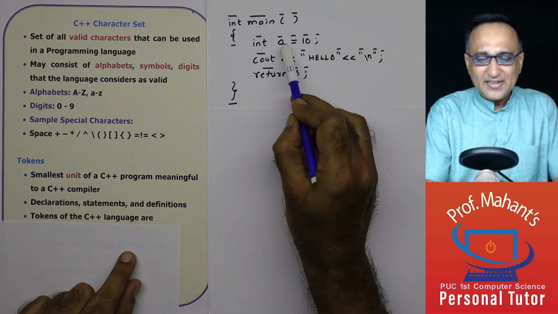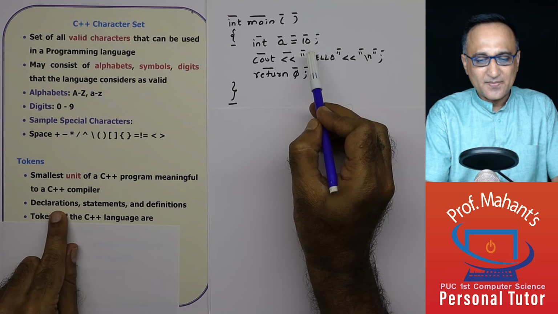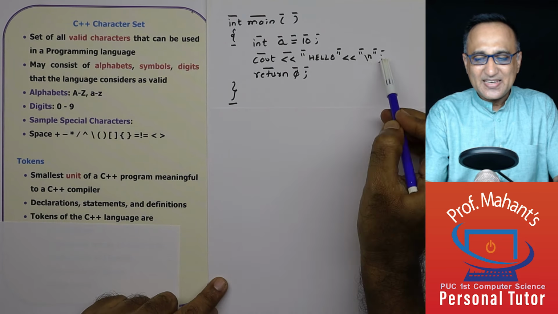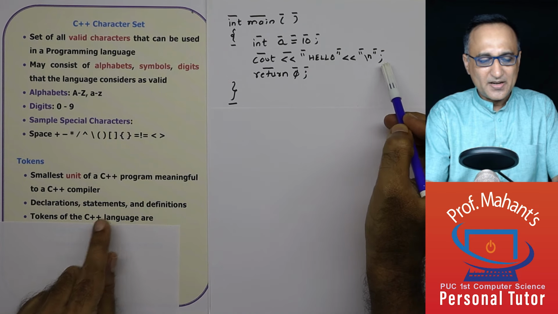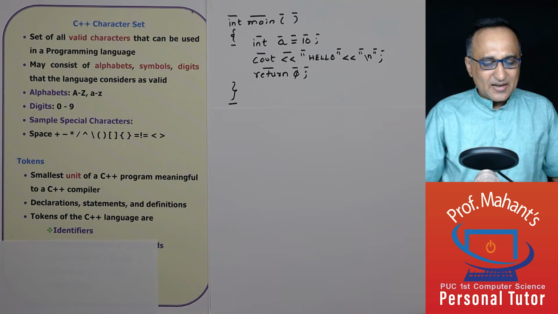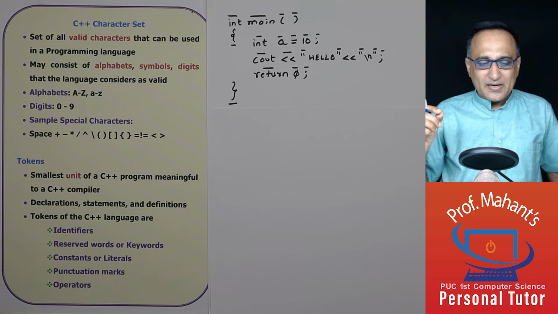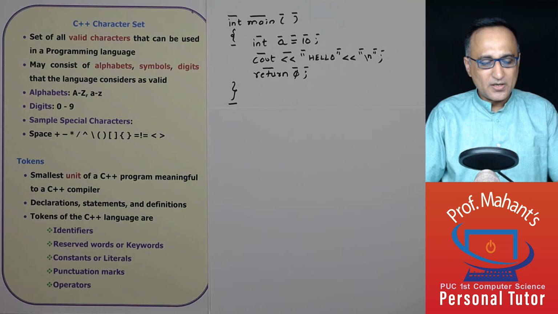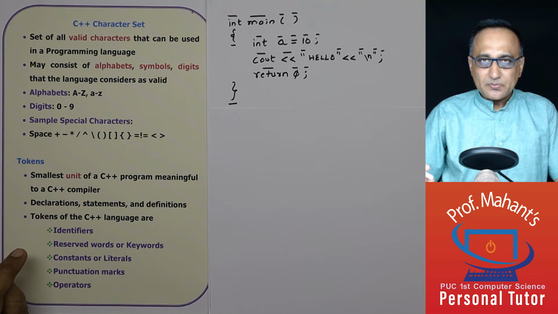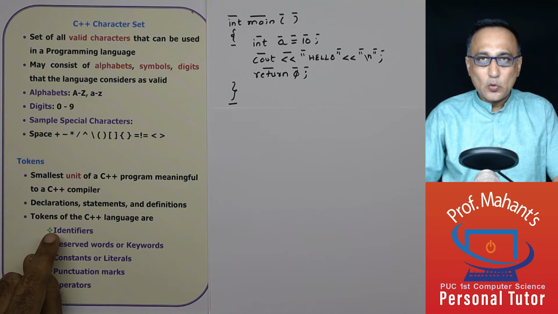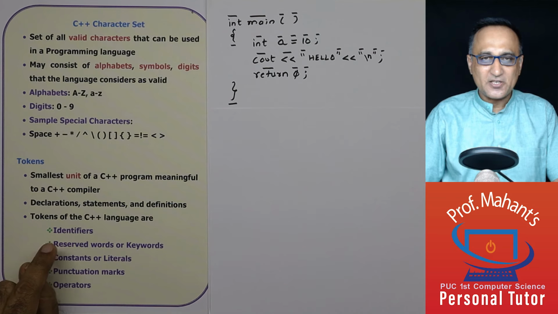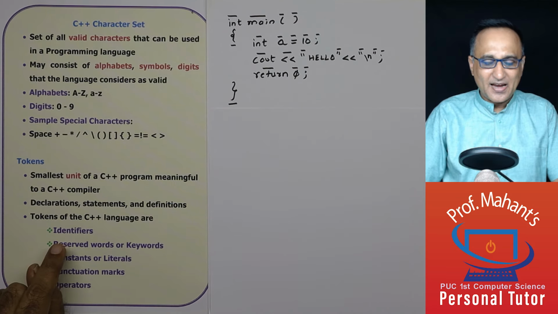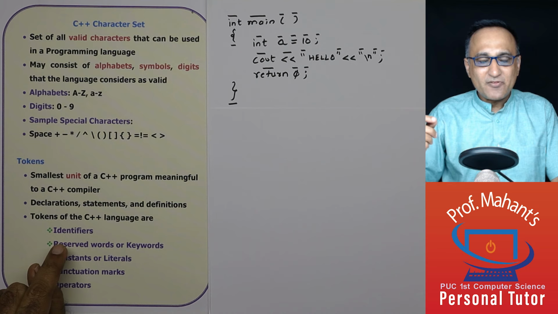So if you see here, int a is assigned the 10 is a declaration. This complete line is an instruction or a statement. So tokens are basic or fundamental units of a program, of any programming language, which make perfect sense to a compiler. Now, in the next one or two videos, we'll be taking a look at the different tokens of C++ language. The first token is identifier. Identifier is a user given name to any variable and things like that.